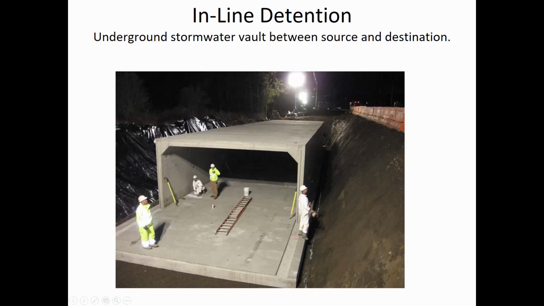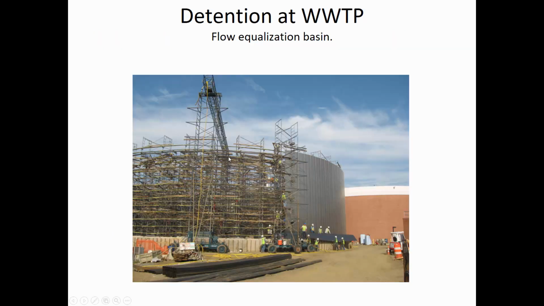Inline detention is going to be like an underground open channel that has a much larger area than it would need for just the typical flows, so it's kind of like overflow capacity during an enormous storm event. And here's a picture of a flow equalization basin at a wastewater treatment plant, where it has the ability of not only equilibrating the flow rate into the treatment plant, but it also evens out the variations in BOD.